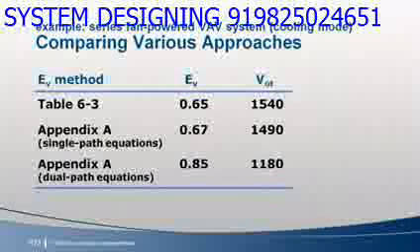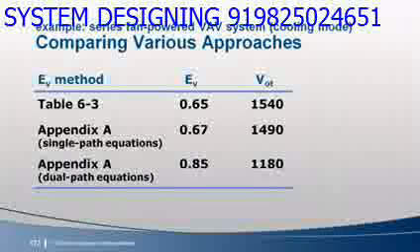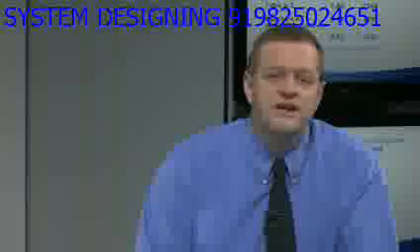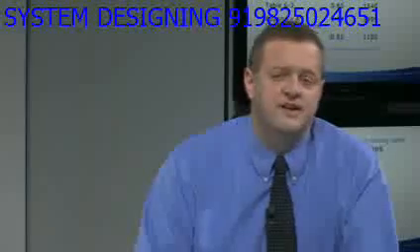Alternatively, I suppose you could use Appendix A, but choose to use the simpler single-path equations. That would typically result in a lower intake airflow than the table, but still higher than with the dual-path equations. While these other approaches are simpler, they do not account for the higher system ventilation efficiency that results from secondary recirculation.